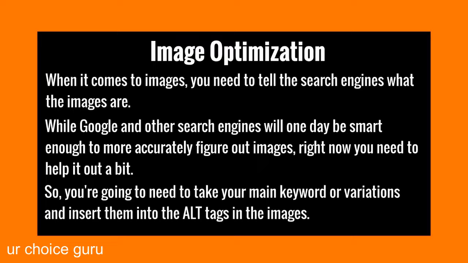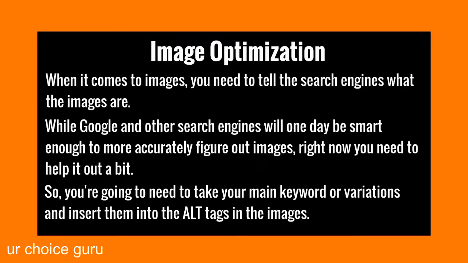So you're going to need to take your main keyword or variations of the main keyword or even specific keywords based on the main keyword and insert them into the alt tags in your images. If you don't know what those are right now, don't worry about it. We're going to show you in just a minute.